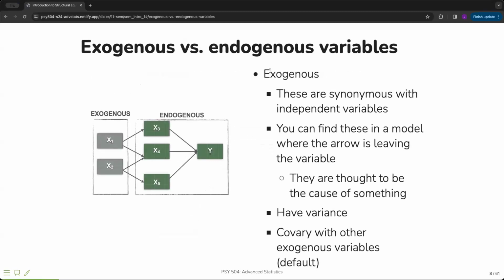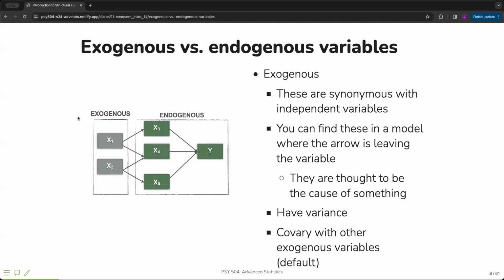An important distinction that we have to make within the SEM world is between exogenous variables and endogenous variables. This is a picture of a somewhat complicated path analysis. How I like to think about exogenous variables is basically as independent variables in your regression model. When we look at this path analysis here, what we'll see is exogenous variables have arrows pointing out of them, but there are no arrows pointing into them. That's an important distinction. And these arrows that are pointing out of the variables are causal or directional in nature. So they're thought to cause something.